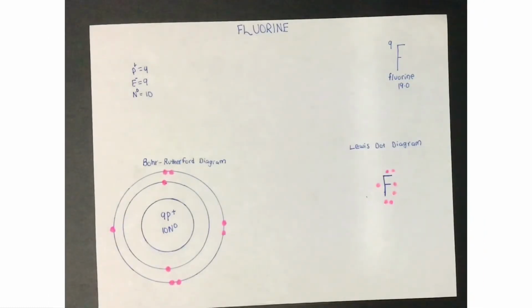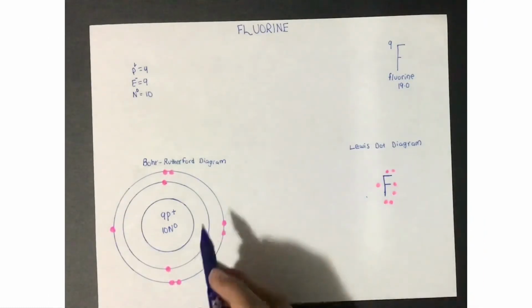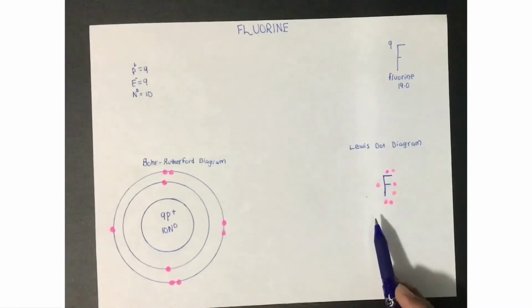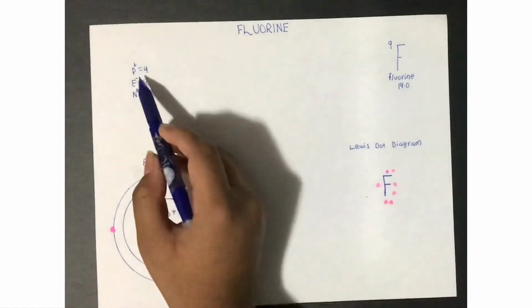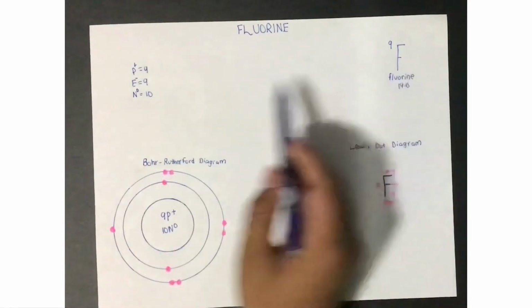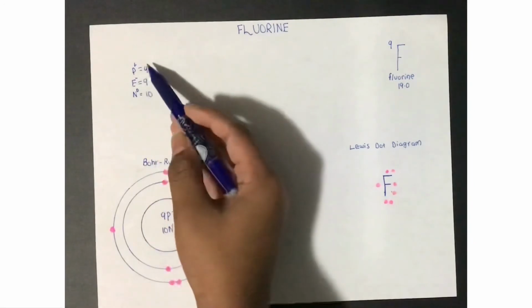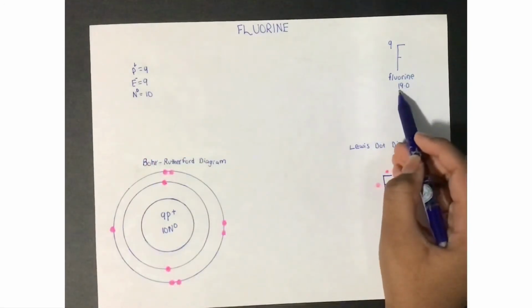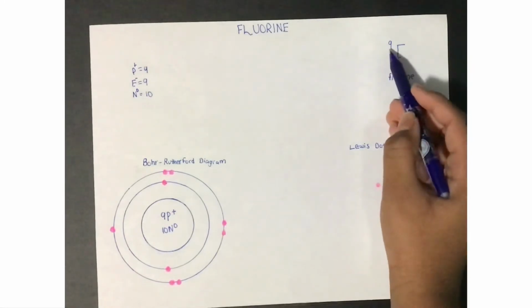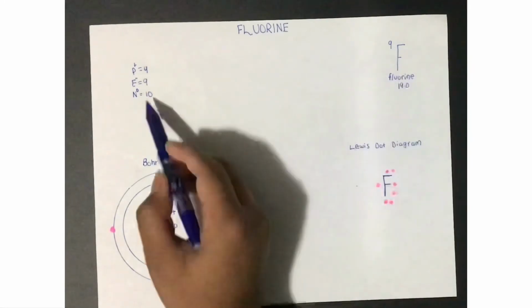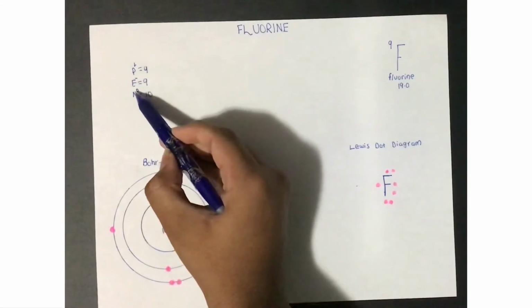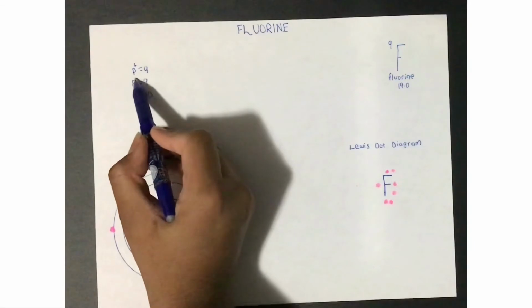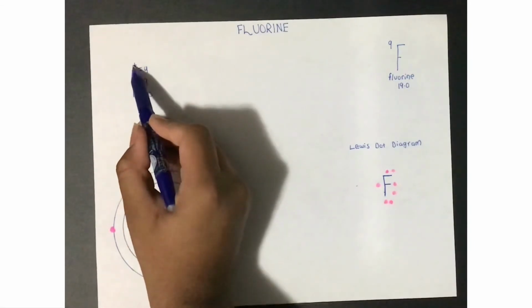So let's summarize what we learned so far. This is how your Bohr-Rutherford and Lewis dot diagrams should look for fluorine. The number of protons is the same as the atomic number. The number of electrons is the same as the number of protons. The number of neutrons is found by subtracting the atomic number from the atomic mass. So 19 subtracted by 9 is 10. And neutrons are always neutral, so no charge. Electrons are negative, so right here a minus sign, and protons are positive, so a plus sign.